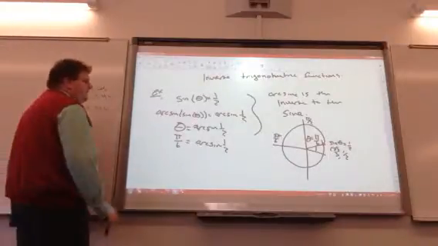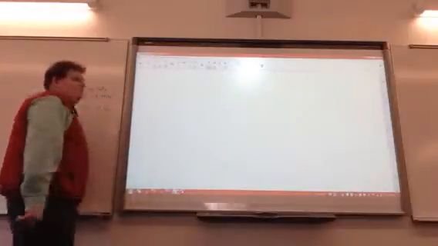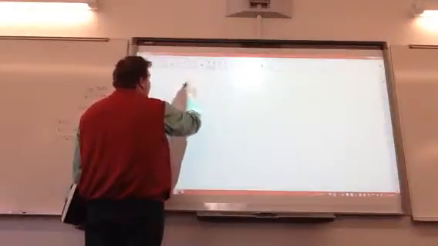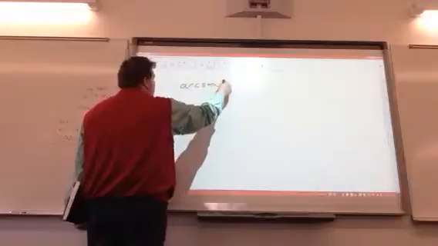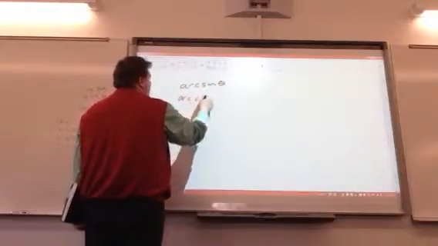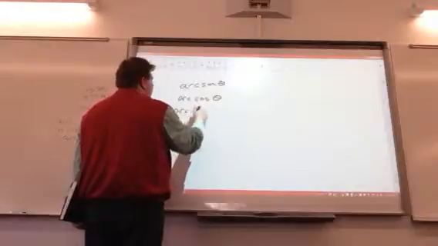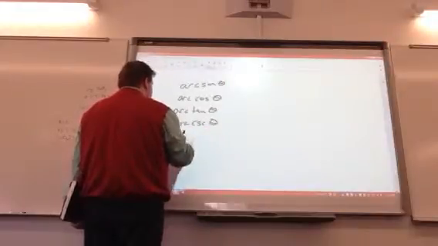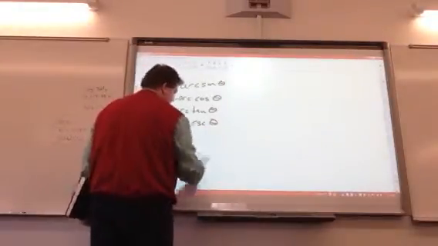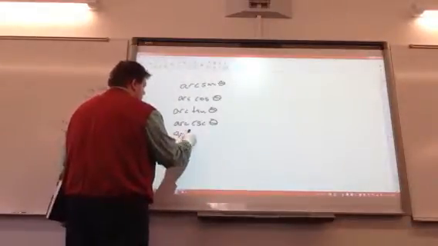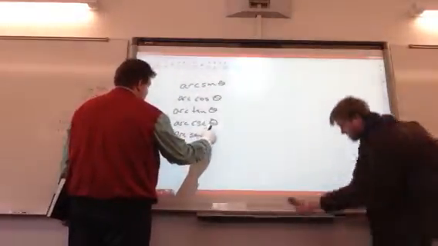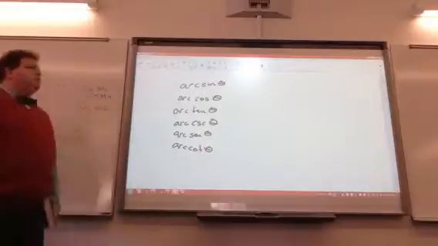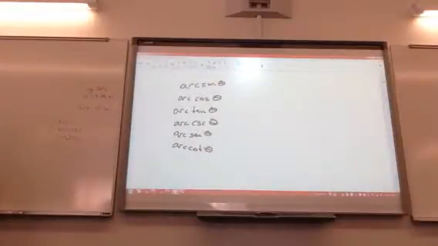So what we're going to look at is how to do the derivatives of the inverse trigonometric functions. There's 6 total: the arc sine of theta, the arc cosine of theta, the arc tangent of theta, the arc cosecant of theta, the arc secant of theta, and then the arc cotangent of theta. Those are all your arc functions. Basically there's one for every trig function you have.